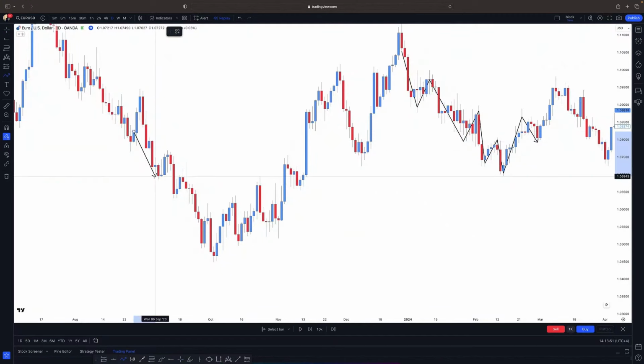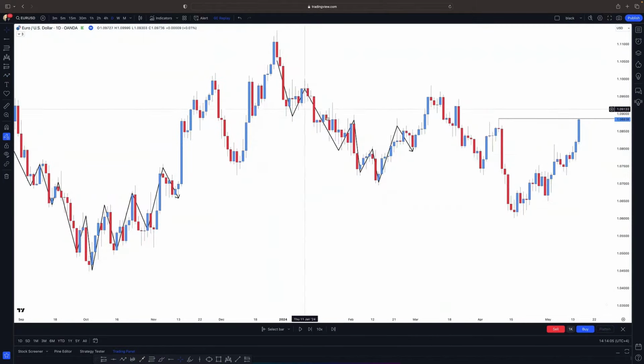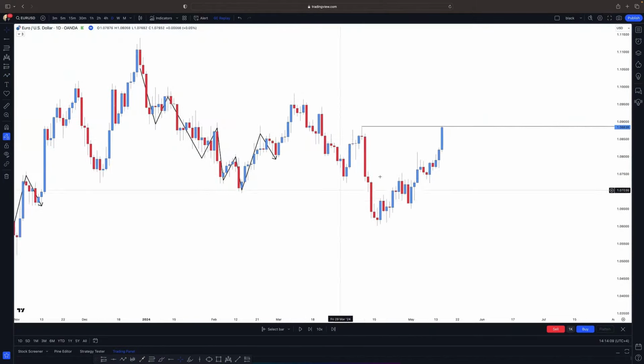Same refers to this one. Here we were creating lower lows and lower highs, and then price took out the previous high like that. So we cannot call this a pullback. This is a change of structure where price has shifted from bearish to bullish, right? So you cannot compare these two structures with this, right? So the ability to identify a pullback from an actual change of trend is very important.